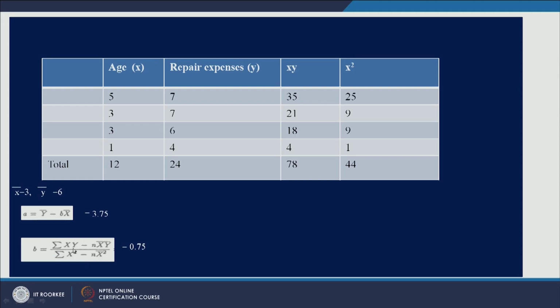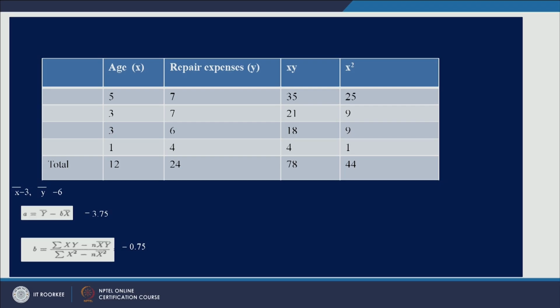So, summation of x y minus n into x bar y bar. You need to multiply x bar and y bar, that is 18. n is 4, the sample size. And this is summation of x square, which is 44, minus n into x bar square, which is 9. When you apply this formula to calculate b, you will get b is equal to 0.75. So, you have calculated a and you have calculated b.